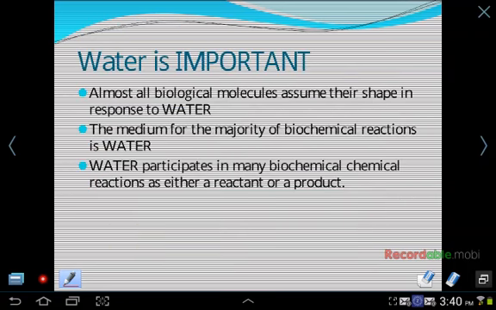So when we talk about water, we need to talk about how important water is. The textbook says that water is central to biochemistry for three major reasons. One, almost all biological molecules assume their shape due to water. Also, the medium for the majority of biochemical reactions is water, and water participates in many biochemical reactions, such as hydrolysis, where you use water to break a bond.